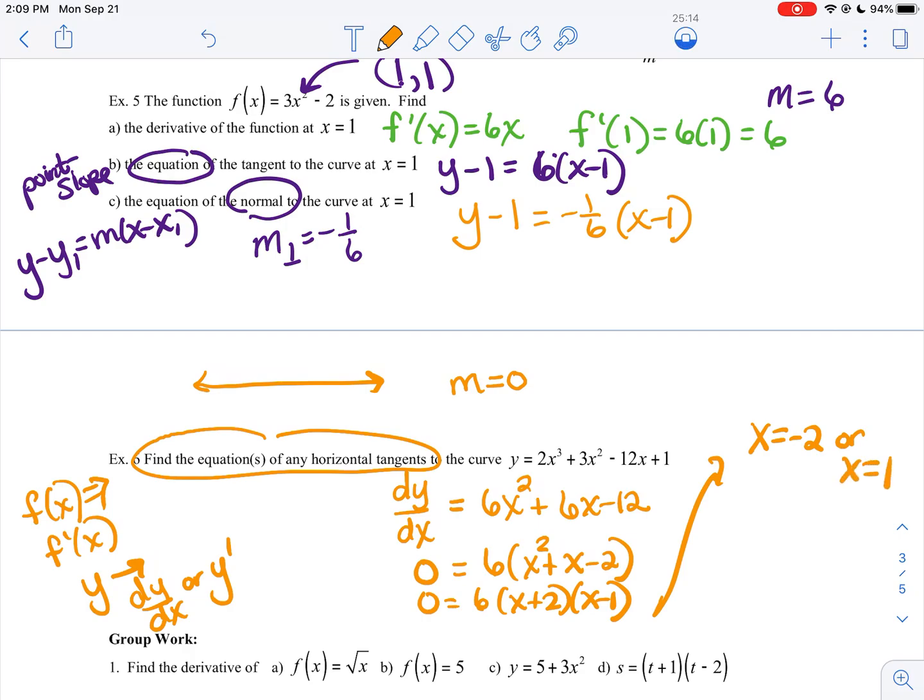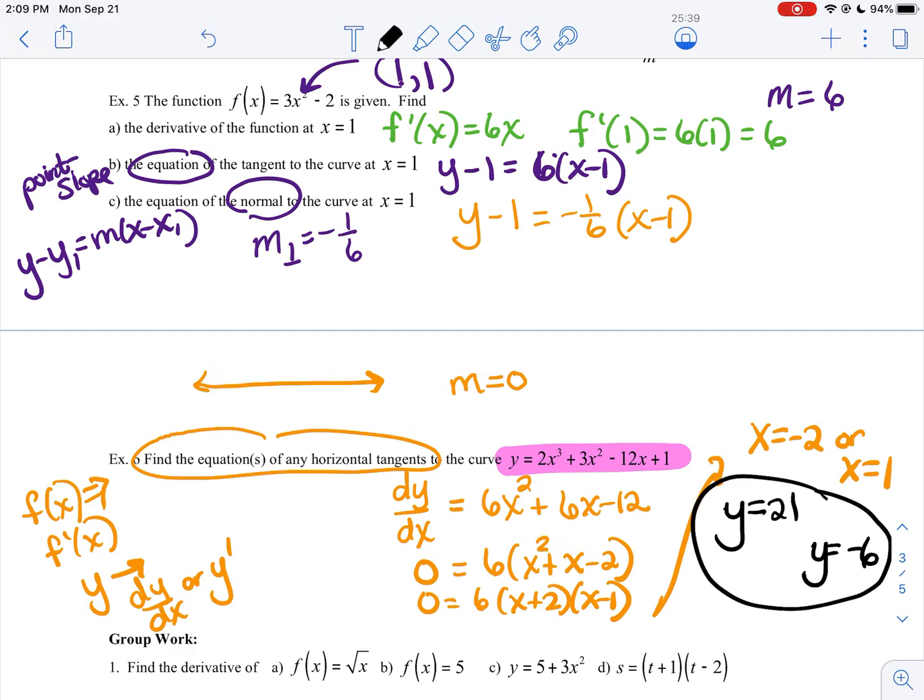So then how would you find the horizontal tangent lines? You just have to plug those numbers into the equation to find the corresponding y values. When I did that, for the first one I got y was 21, and over here I got y was -6. So those are my horizontal tangent lines. Again, I just plugged in x was -2 in here, and then I plugged in x was 1 to get that. All right, that wraps up 5.2.